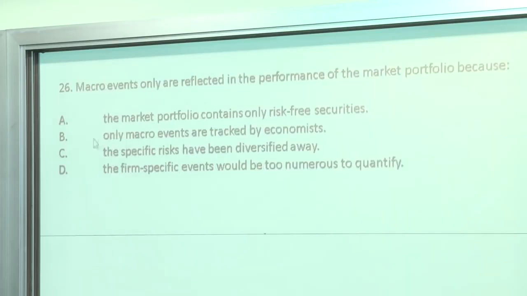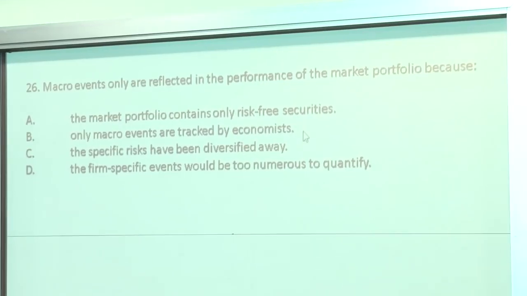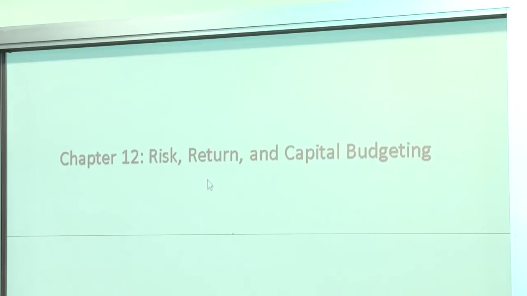Okay, all right. Macro events only are affected in the performance of the market portfolio because it contains only risk-free securities? No. Only macro events are tracked by economists? No. Specific risks have been diversified away, right? And firm-specific events would be too numerous to track, no, it's not D, so the answer is C, diversified away. All right, that's chapter 11, right?